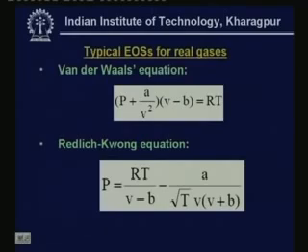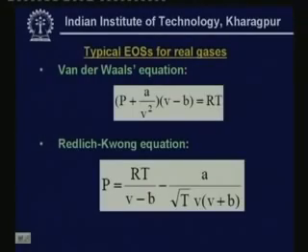The second difference is the term B. Instead of writing V, we have written V minus B, and this B accounts for the volume occupied by the gas molecules. So the A by V square term accounts for the intermolecular forces, and the term B accounts for the volume occupied by the gas molecules. It can be shown that for a particular gas the constants A and B are related to the critical properties. That means you can express A and B in terms of the critical temperature, critical pressure and critical volume.